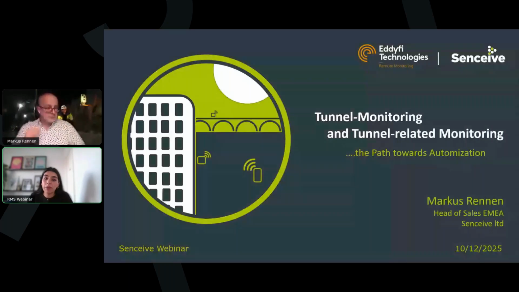This month we're going to be talking about smart tunnel monitoring, reducing construction risk and supporting effective long-term asset management.